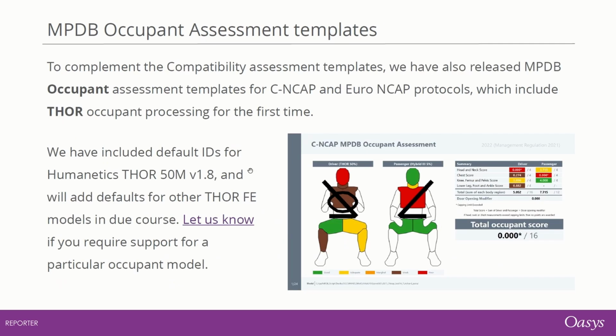Additionally, we've also released an MPDB occupant assessment template, and these are for both China NCAP and the Euro NCAP protocols, and they include the THOR occupant post-processing, which is for the first time. We've included some default IDs for Humanetics THOR 50th percentile male version 1.8, and we'll add defaults for others in due course, so please do let us know.